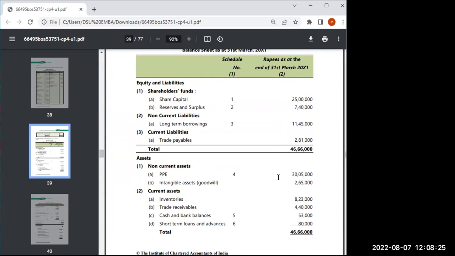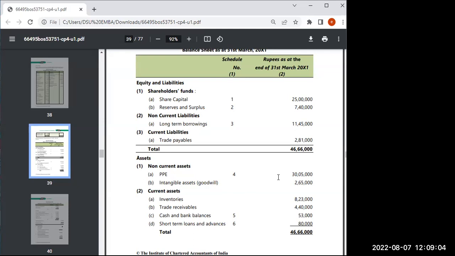Share capital, first one. Equity and liabilities, same format you take. Particulars, note number, amount: 3 columns. In the particulars column, equity and liability is Roman numeral 1. Under that, we have 3 subcategories: shareholder fund, non-current liability, and current liability. Under point number 1, shareholder fund, we have 2 items: share capital and reserves and surplus.